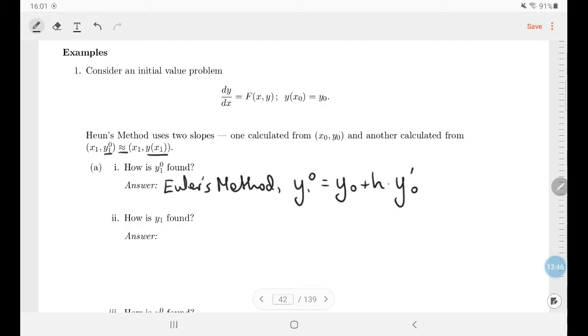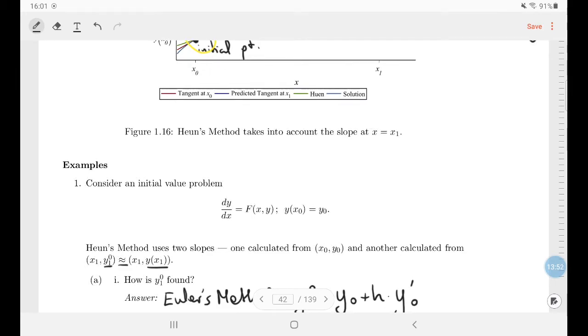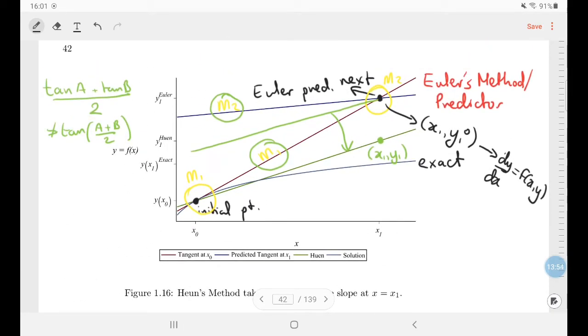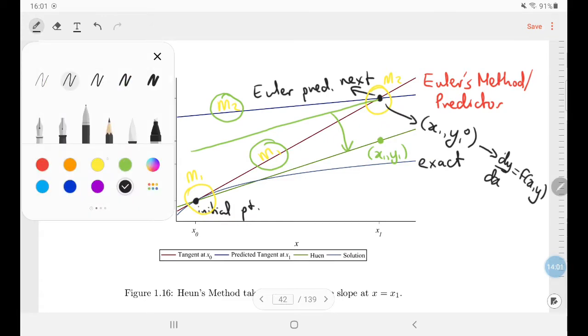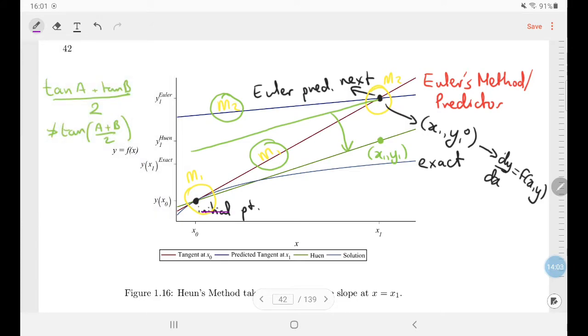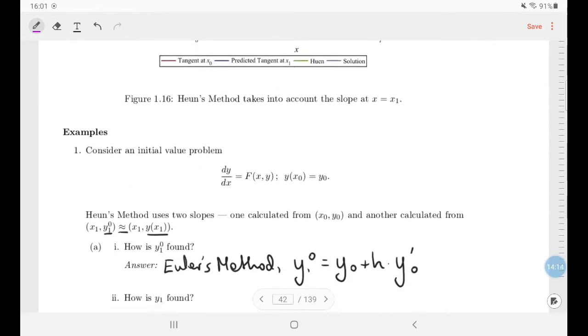Small comment. I think you can see now where the iteration can come from. We use two points, the initial point and the Euler predicted next point. What you could do is go back and use a different color altogether, use this point and this point and apply Heun's method again, and keep doing it until you get some kind of convergence. You could do that. We're not going to bother, but you could.